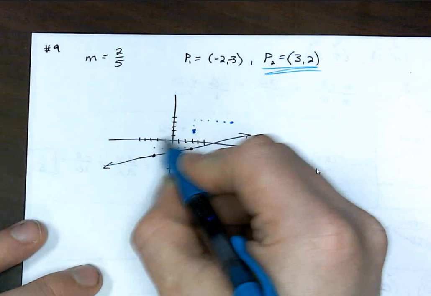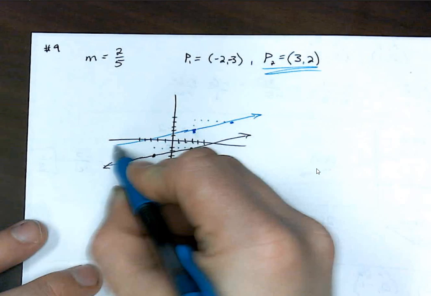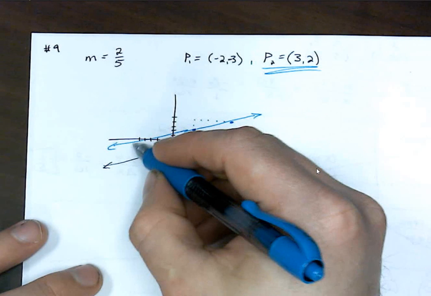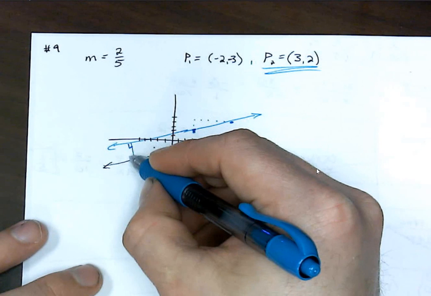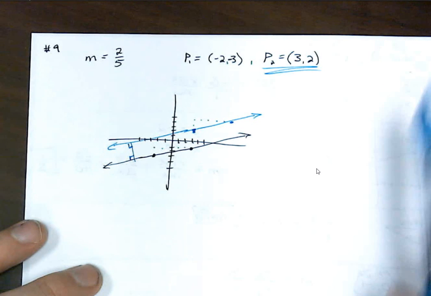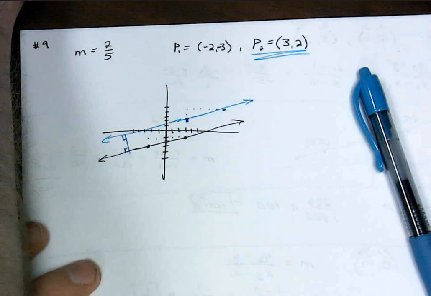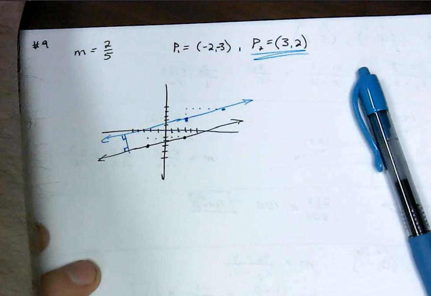All right, so let's go graph this. This one gives me (-2, -3), and then up 2, over 1, 2, 3, 4, 5. That'll be one of them. And we'll do another one at x is equal to 3 and y is equal to 2, up 2, over 1, 2, 3, 4, 5.